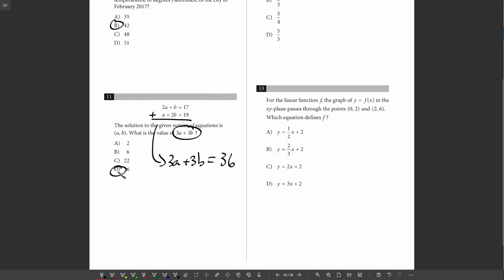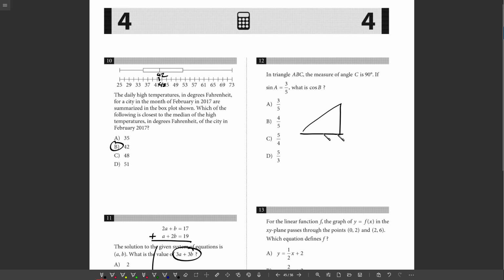Now, if you did it the longer way, solving for a and b, just make sure you plug in your answers appropriately for a and b into 3a plus 3b. You'll still get 36, but clearly this is a bit faster. So 11 is D. Number 12, we've got a triangle.